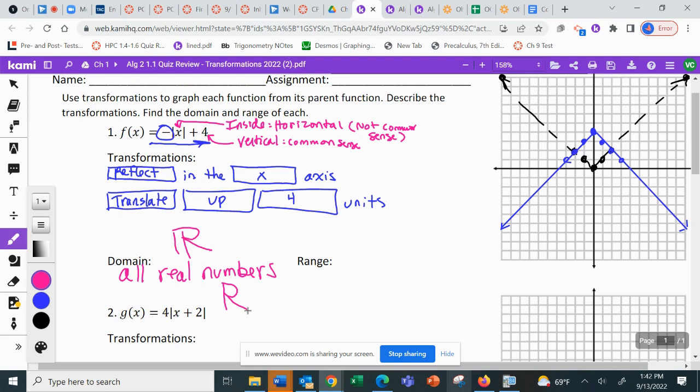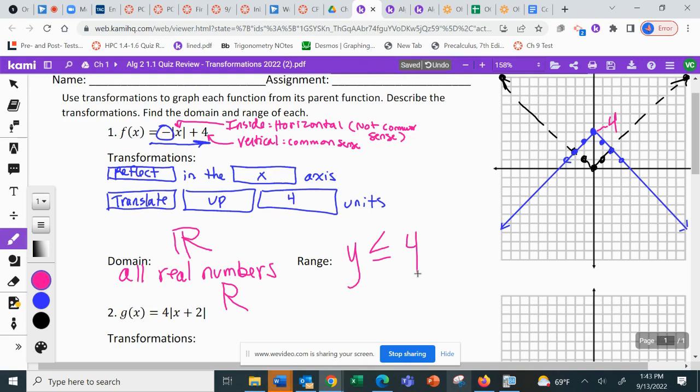Range. We're going to look at our Y values. It's pointing down, so I know it goes down forever, but does it go up forever? It goes up to what? 4. To 4. That's 4 for the Y value. And then from there it goes down. So we're going to say Y is less than or equal to 4. That would be our answer.